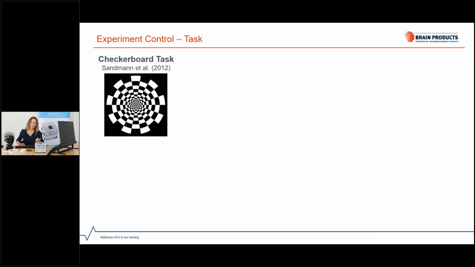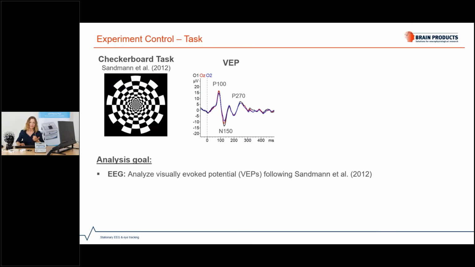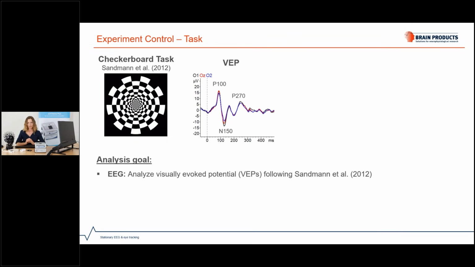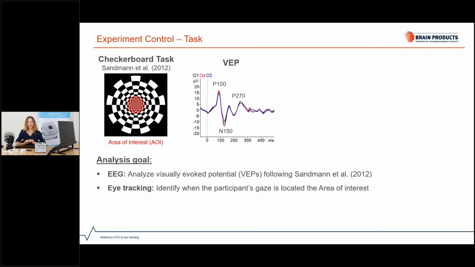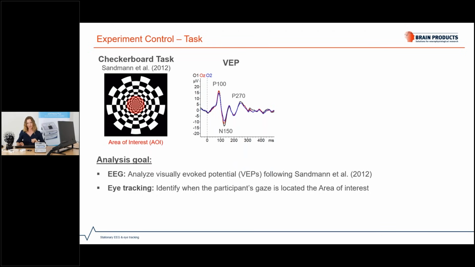In the EEG data, these checkerboard stimuli should cause a very clear and simple visually evoked potential. So this should be very pronounced in occipital channels, and what I have plotted here is an example for Oz, O1, and O2. And for the eye tracking data, we also want to perform a very simple analysis. Namely, we want to check when and if the participant is actually focusing on the center of the screen. So we are going to define an area of interest, here marked in red on the checkerboard stimulus, and we'll identify when the participant is focusing into this area of interest, so when there's a hit, or when they are looking away.